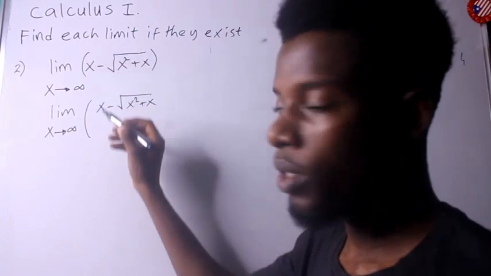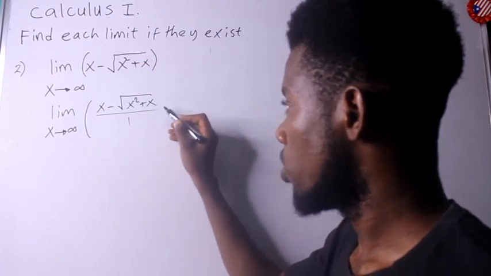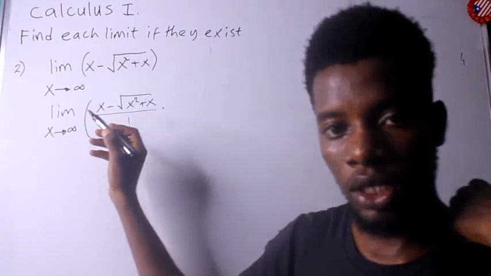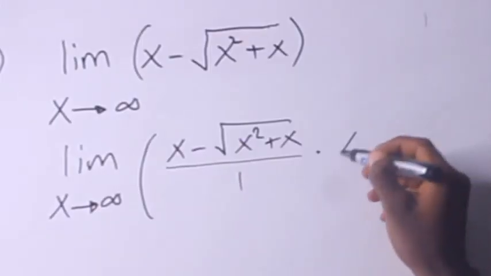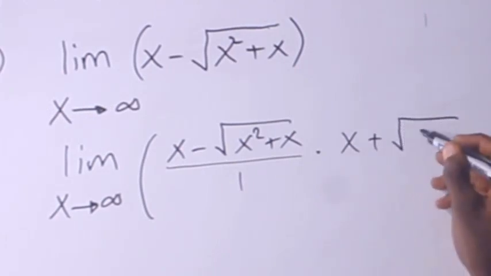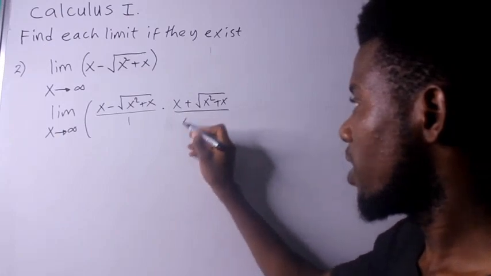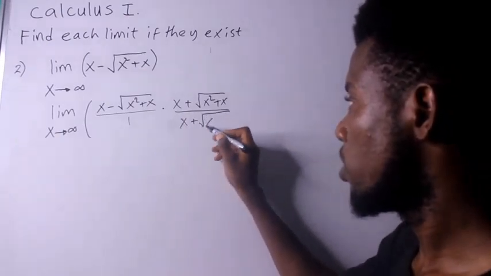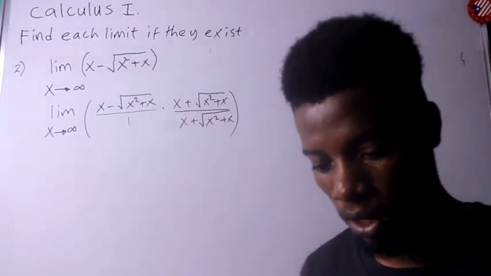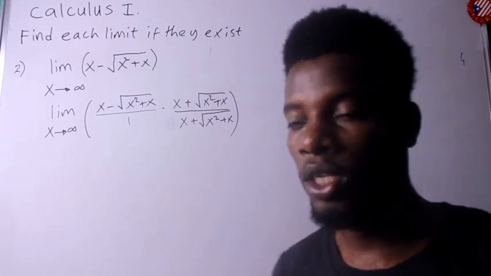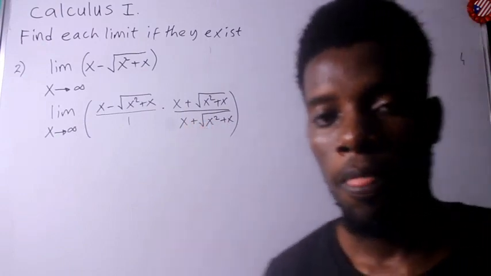Remember, this entire expression has the denominator of 1. And then we multiply it by the conjugate of this expression, that's x plus the square root of x squared plus x, all divided by x plus the square root of x squared plus x. Great. Now, once we've done that, we can multiply the numerator.